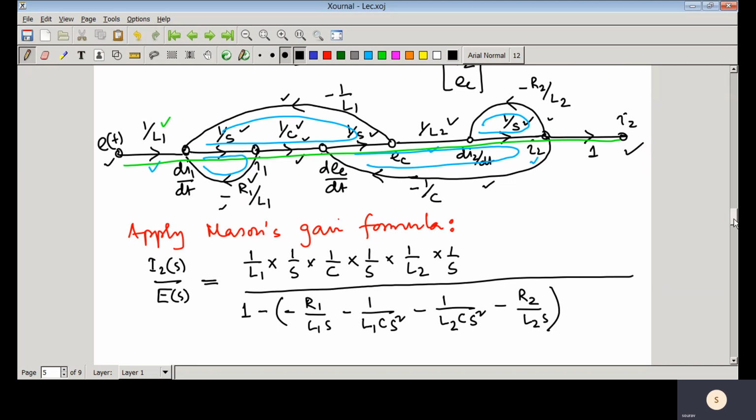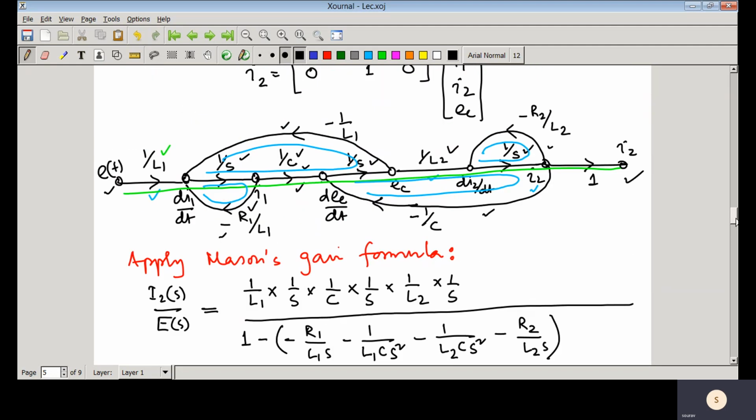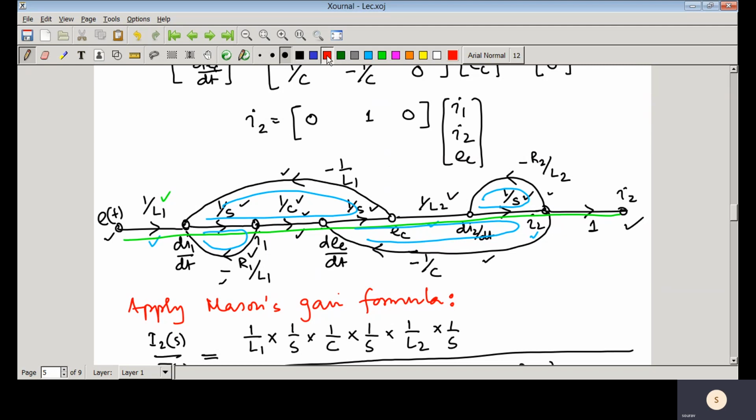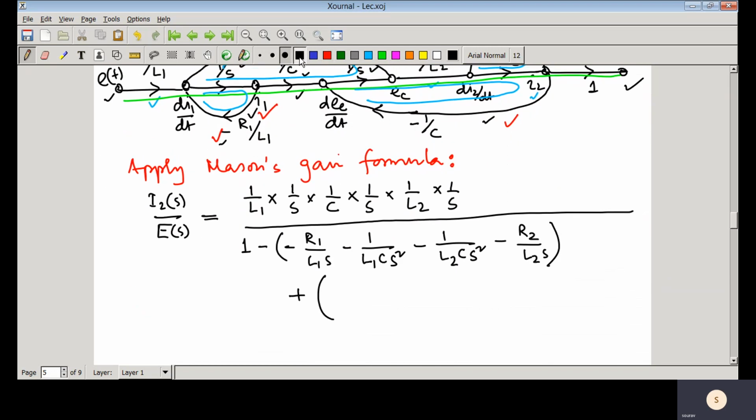So the next thing is, that would be plus, we need to find how many two non-touching loops there are. Here we can see that this is one loop and this is another loop, so this is one non-touching pair. Now this one and that one is another combination, and this one and that one is another combination. So basically there are 3 pairs of non-touching loops.